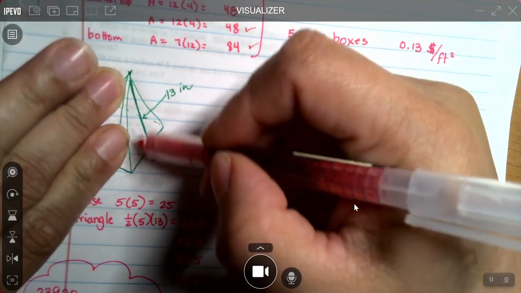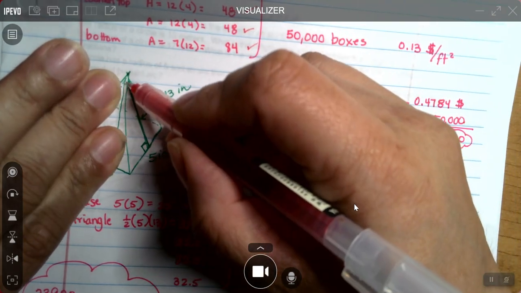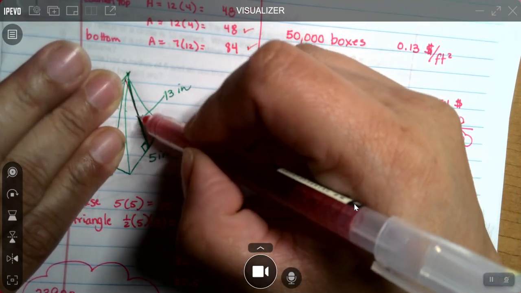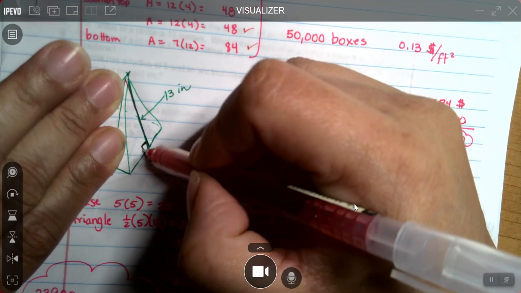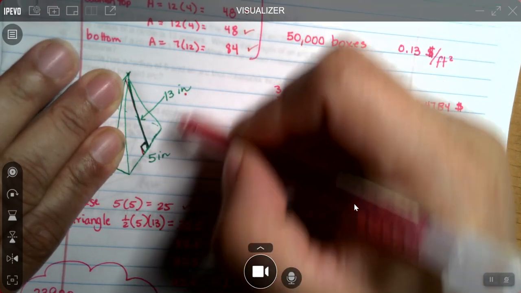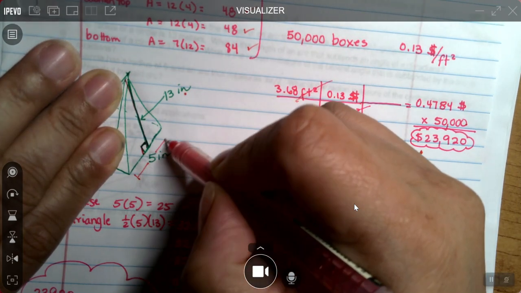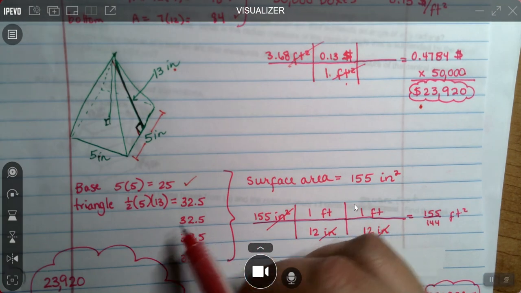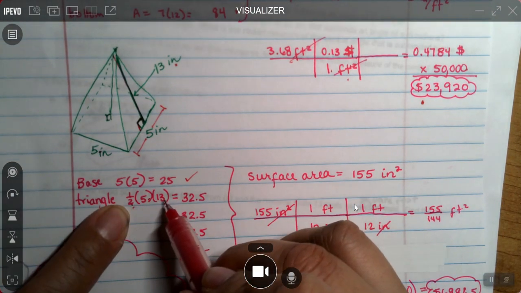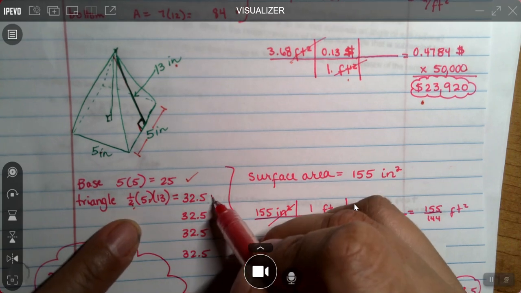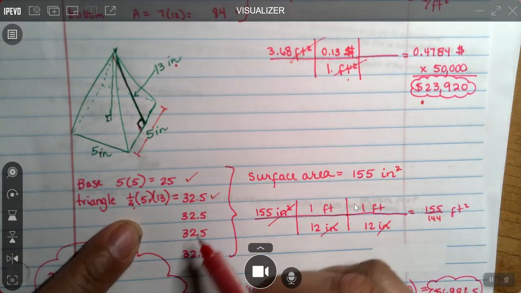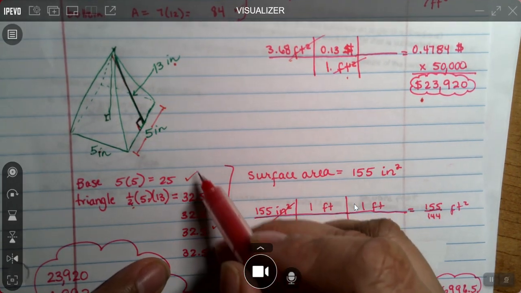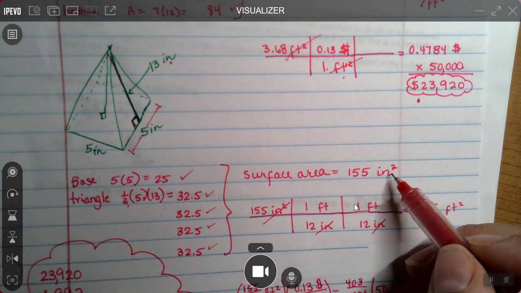Now this is a triangle. Right, this triangle already gives you the altitude, which is 13, and we know that the whole thing is 5, the whole base is 5. So that's why I'm doing 1/2 5 times 13, and there's 4 faces, 4 triangles. So I add it all up, I get 155.